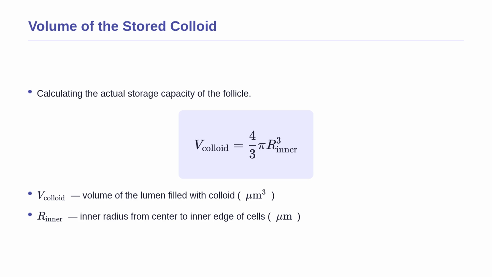When the thyroid gland becomes highly active, the cells consume this colloid to release hormones into the blood. As they do this, the inner radius decreases, which physically shrinks the total volume of the stored colloid.